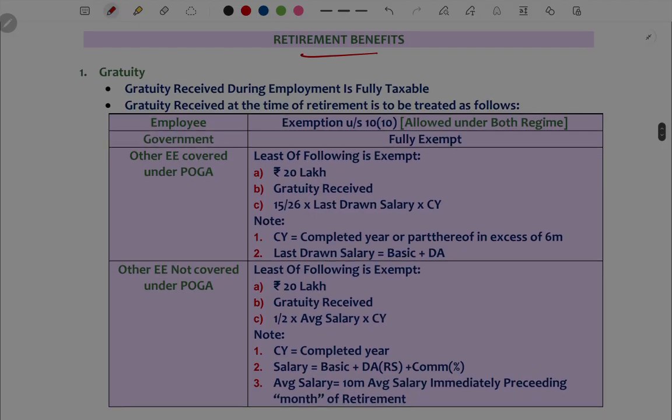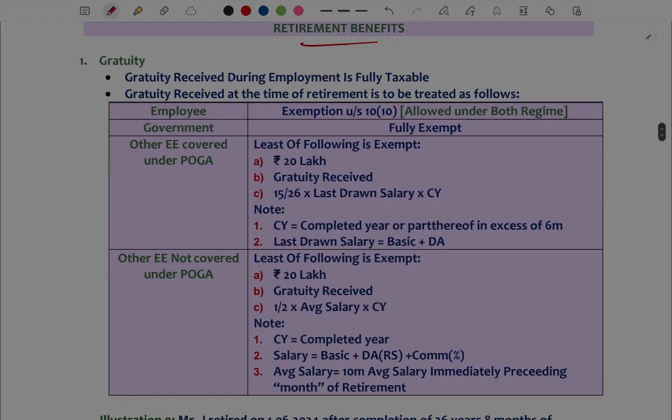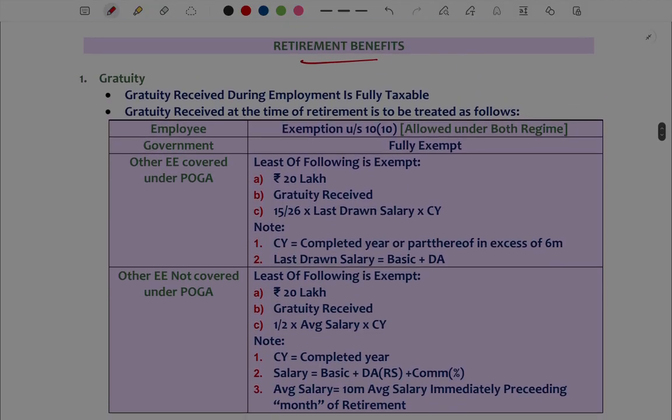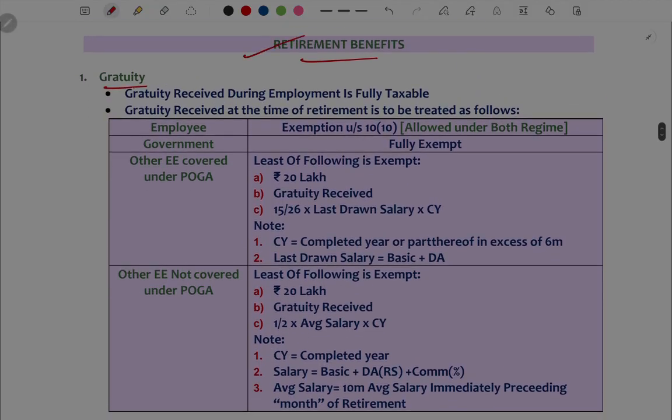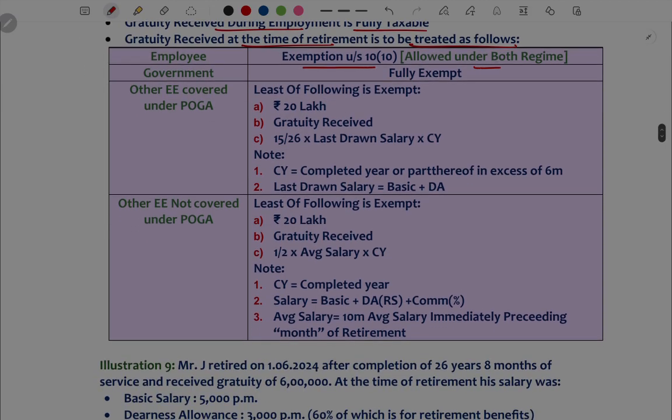You can see now retirement benefits. So we have come to benefits, right? All right, so let's start the retirement benefit portion. First is gratuity. Gratuity during employment is fully taxable. At the time of retirement, it is treated as follows: employee exemption is allowed under both regimes.